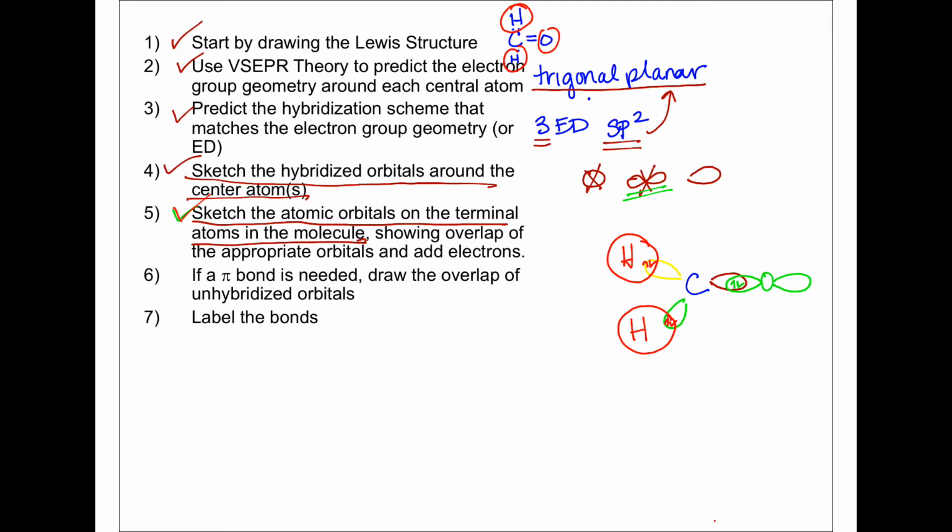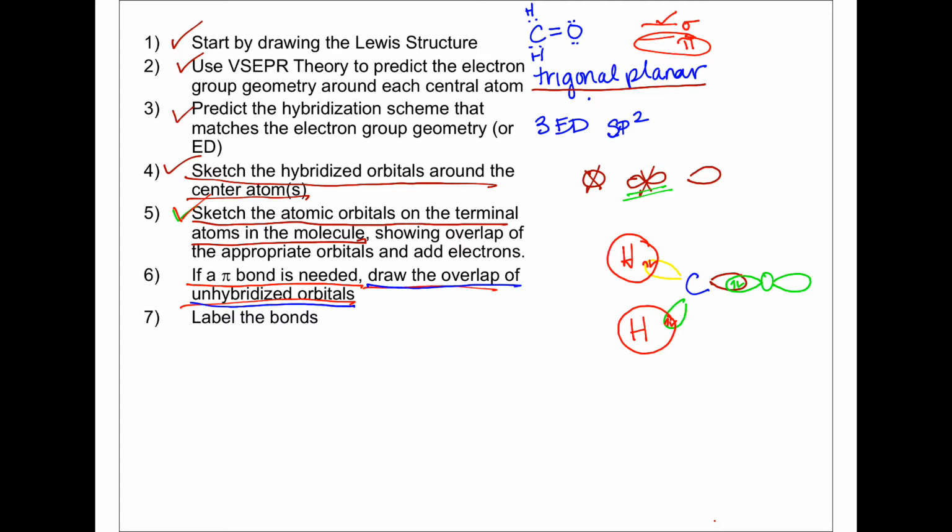Okay. Number 6, it says, if a pi bond is needed, draw the overlap of unhybridized orbitals. To know if a pi bond is needed, you're looking at your Lewis dot structure, and if there is a double bond, in a double bond, the first bond is a sigma bond, the second bond is a pi bond. And so we have done this one by making an overlap there, but we still need to explain this pi bond. To explain the pi bond, we need to draw overlap of unhybridized orbitals.